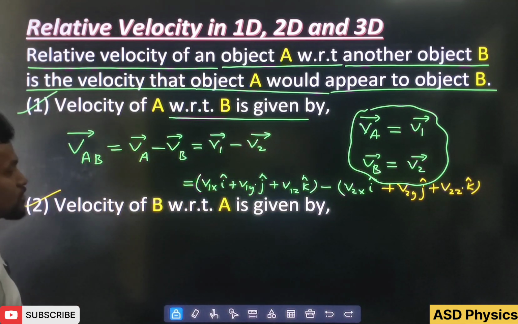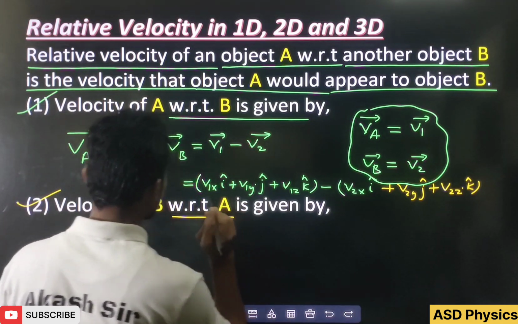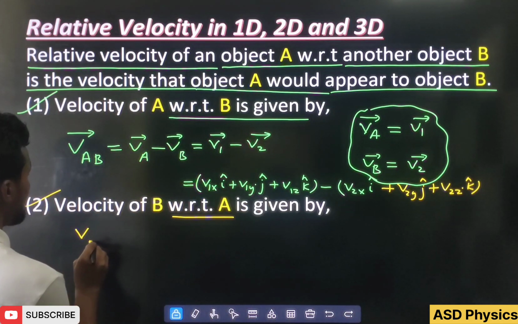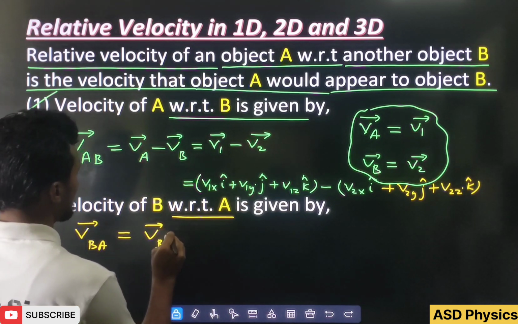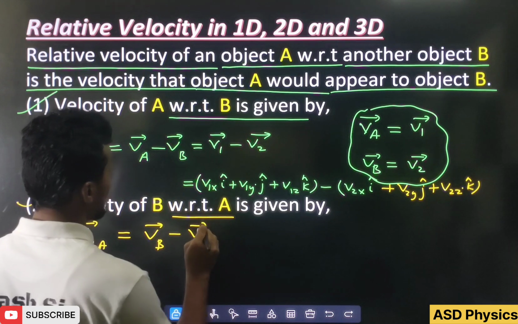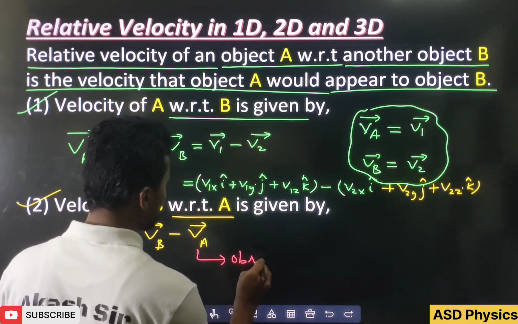Similarly here, velocity of B with respect to A is given by. So here we are telling with respect to A, then who is the observer? A is the observer. So velocity of B with respect to A is given by VB minus VA. And here who is the observer? This A is the observer.